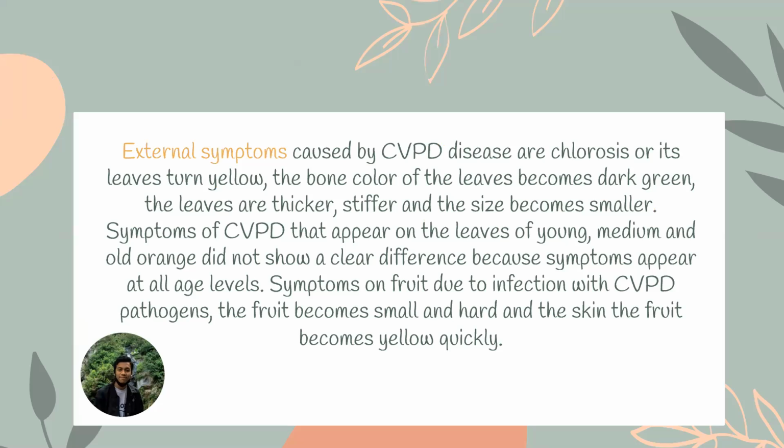Okay, and then the external symptoms. Symptoms caused by CVPD disease are chlorosis, or the leaves turning yellow. The bone color of the leaves becomes dark green. The leaves are thicker, stiffer, and smaller. Symptoms of CVPD that appear on young, medium, and old orange leaves did not show a clear difference, because symptoms appear at all age levels. Symptoms on fruit due to infection with the CVPD pathogen: the fruit becomes small and hard, and the skin of the fruit turns yellow quickly.